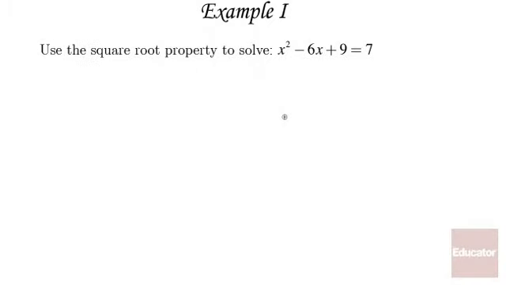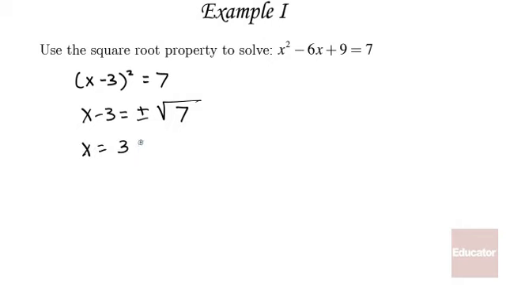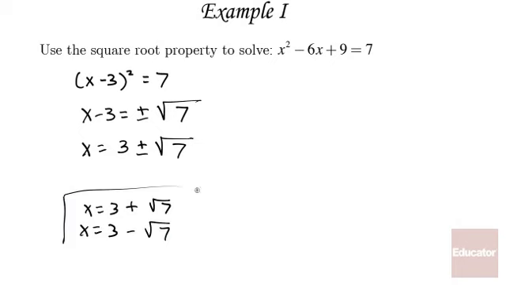Okay. So let's use the square root property to solve this. And I'm recognizing that this is a perfect square trinomial. So I don't have to complete the square. It's already done for me. So since this is negative here, this is x minus 3 squared equals 7. And if I take the square root of both sides, I'm going to get x minus 3 equals plus or minus the square root of 7. So x equals 3 plus or minus the square root of 7. Or you could write this out as x equals 3 plus radical 7 and x equals 3 minus radical 7 as the solutions. So when it's already a perfect square trinomial, it's much easier.